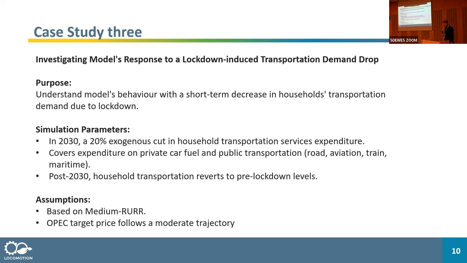So now I would like to come to the third case study. Here we looked at a reduction of household transport. That was an exogenous pulse: we said that in one year, households will use transport 20% less, including road, aviation, train, and maritime transport. After 2030, household transportation reverts to a normal state. So basically, the lockdown is lifted. We followed a moderate trajectory for the medium resource estimation, and we took the OPEC target price development also in a moderate trajectory.